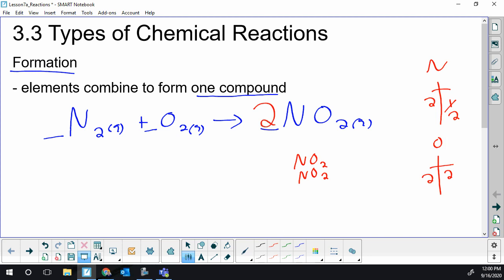So 2 times 2 is 4. There's the visual of the 4. I need to get the reactant side, that is 2, up to 4. So I have to double it. So I put a 2 there. So now I've done the formation reaction and I have balanced it.